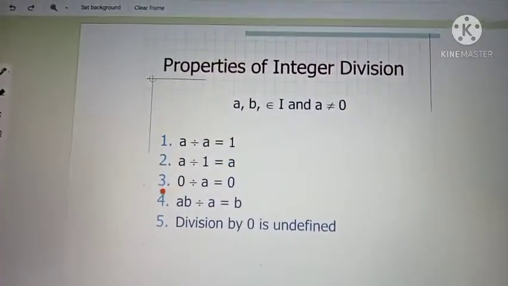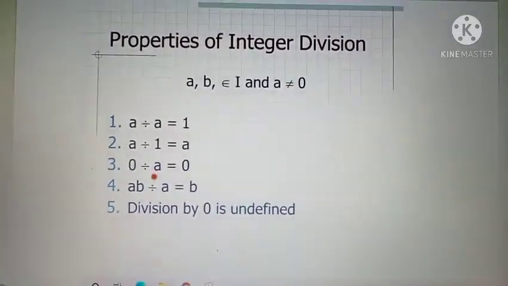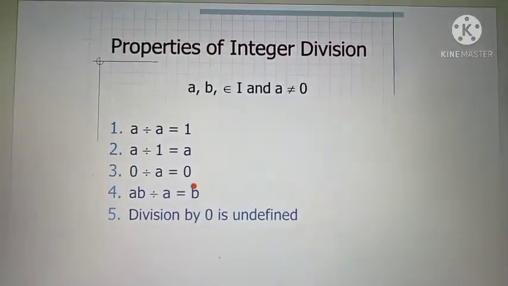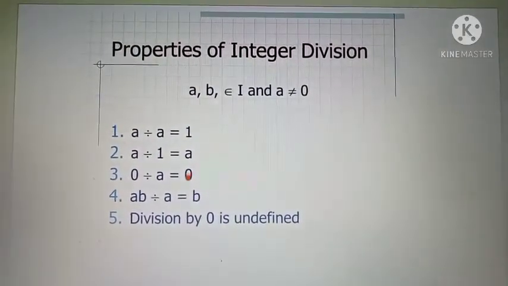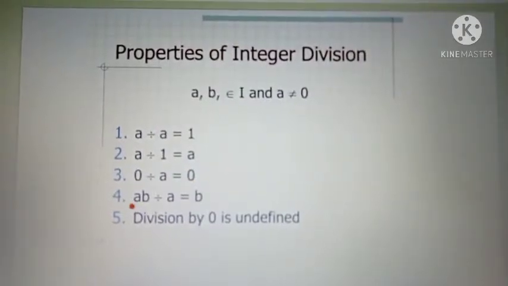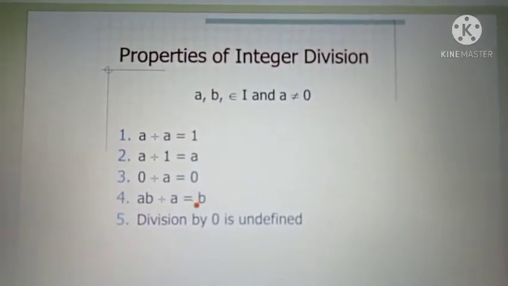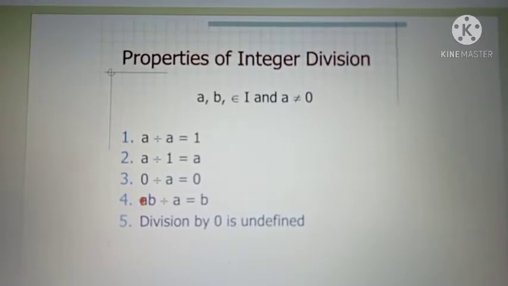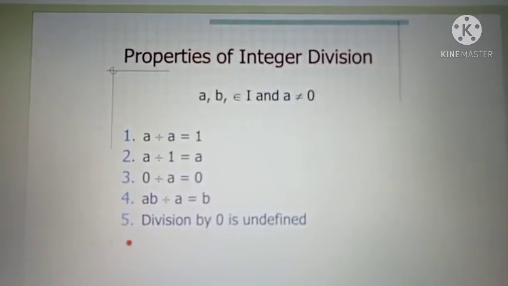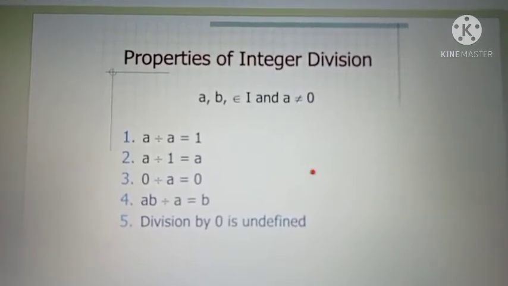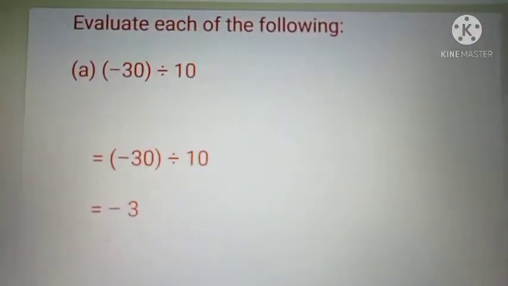Third property, 0 divided by a is equal to 0. We already know this, 0 divided by any number is 0. Next, ab divided by a is equal to b. This a and this a will get cancelled and b will be the answer. And the fifth property we already know: division by 0 is undefined.